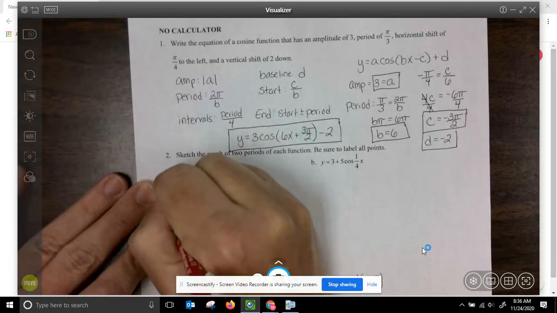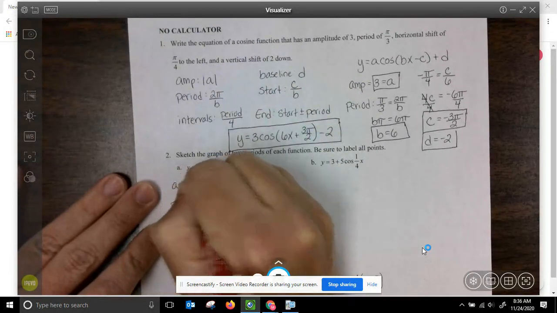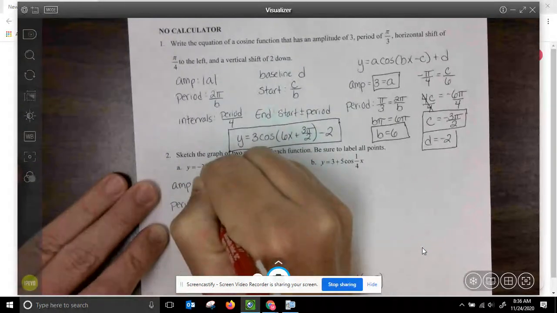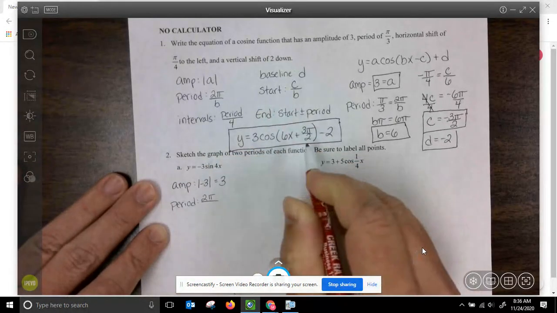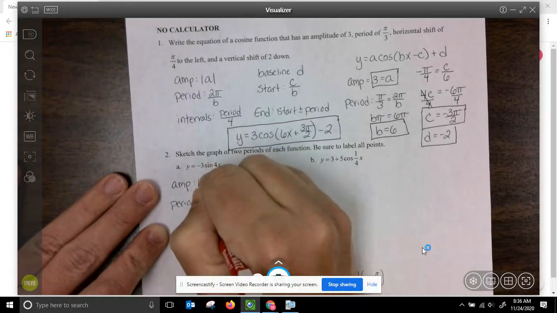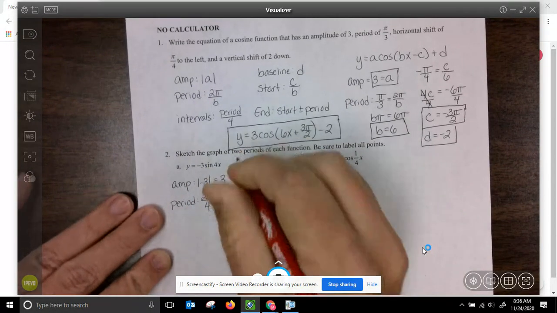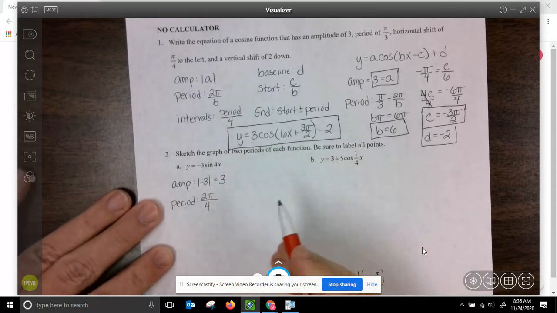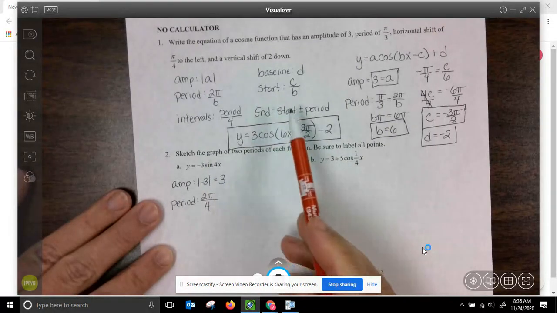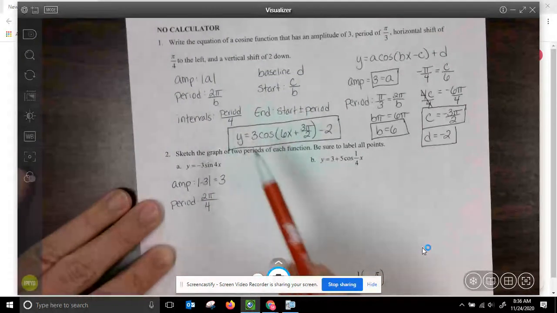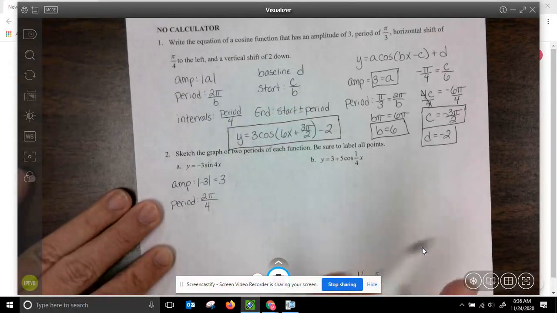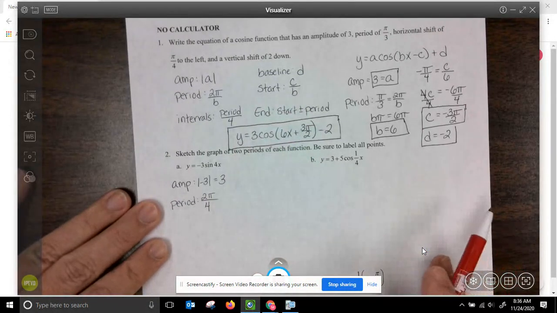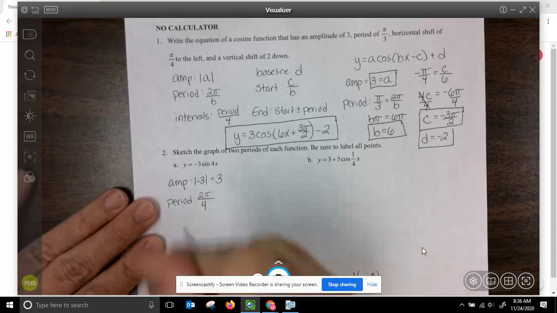Our period is 2 pi over b. Our b in this case is 4. So 2 pi over 4. You can reduce that, but sometimes you don't really want to. Eventually you're going to want to make sure that your start and your intervals all have common denominators, so you can hold off on simplifying to see how it works out.